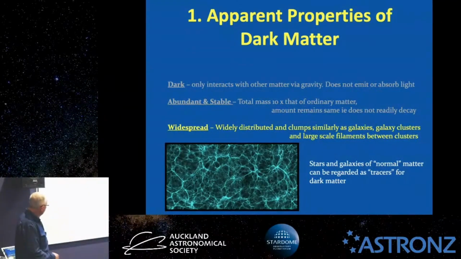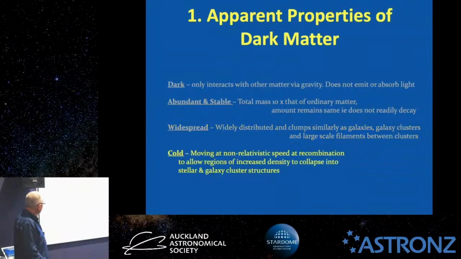And we know from the cosmic web that Jonathan showed us in February, the cosmic web is right across like that on large scales across the universe. So we know that dark matter is widespread. It's pretty much everywhere.